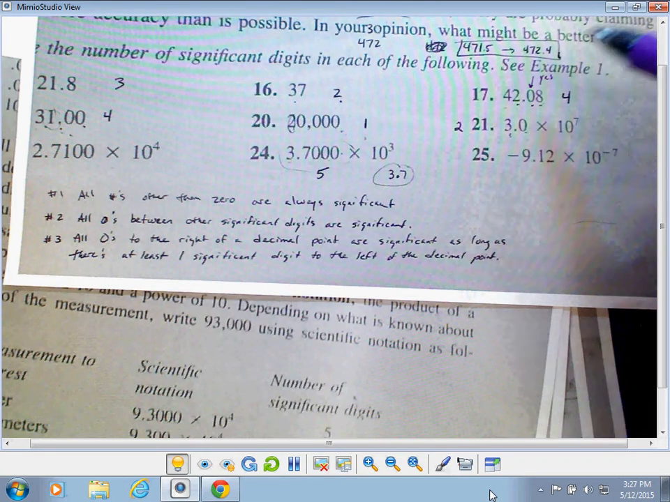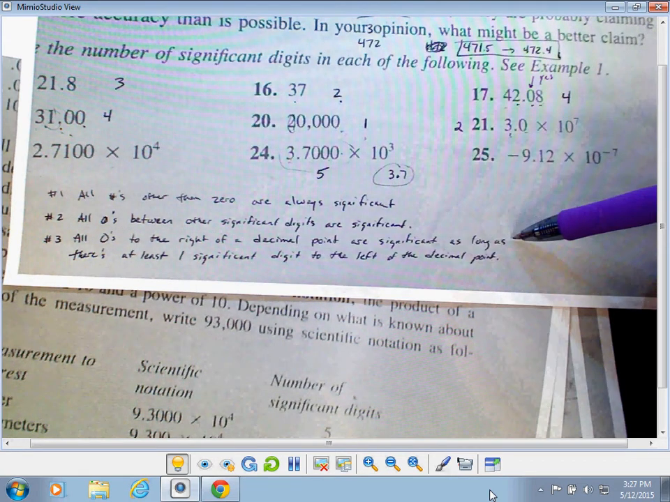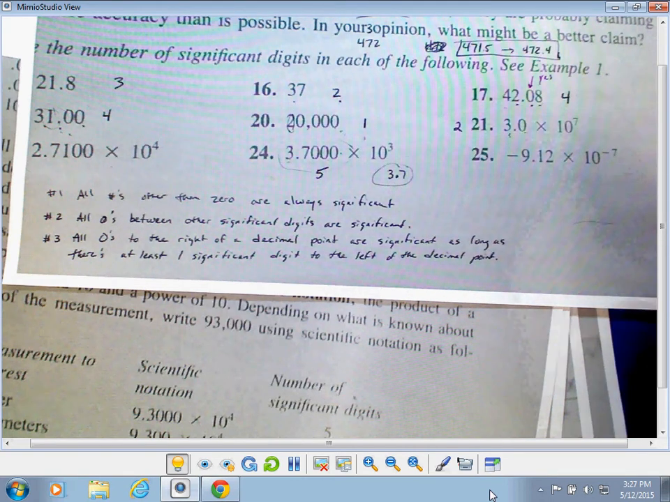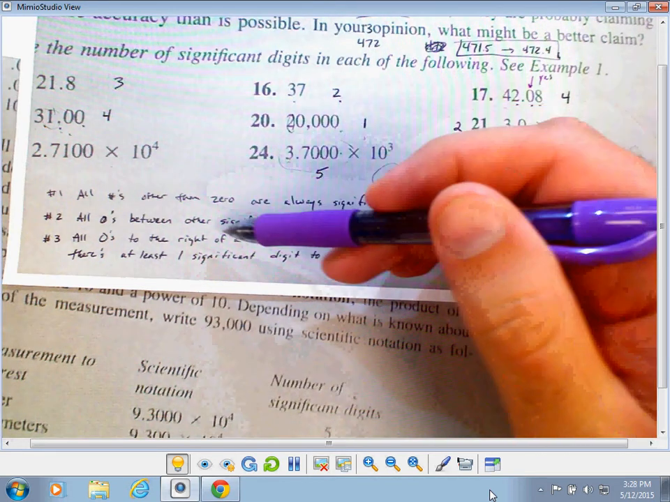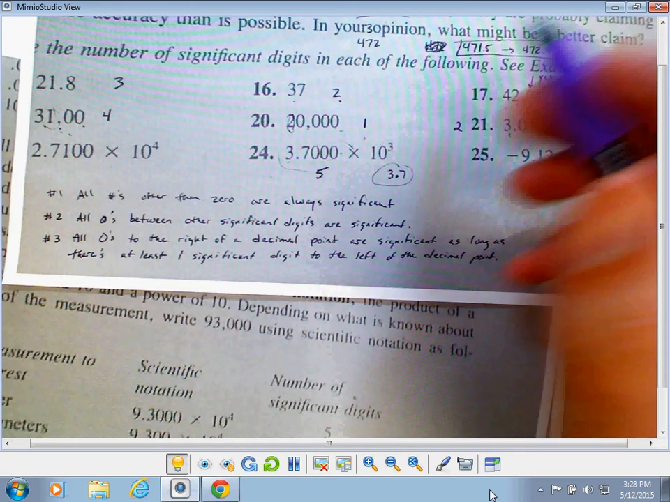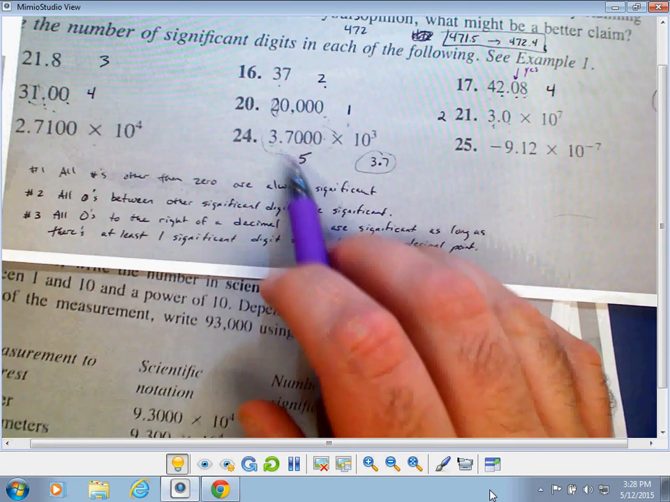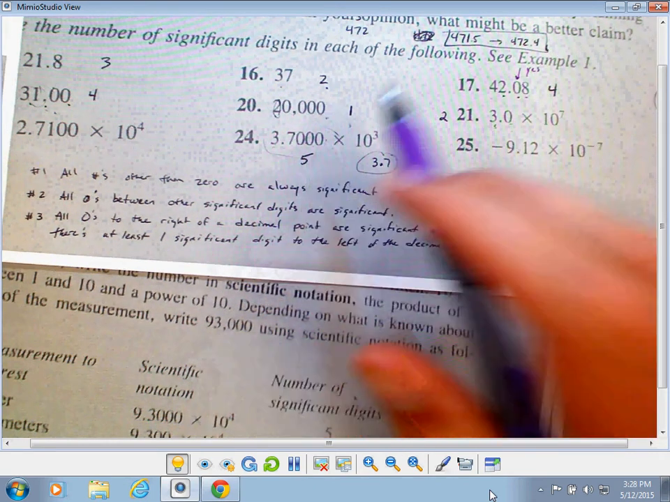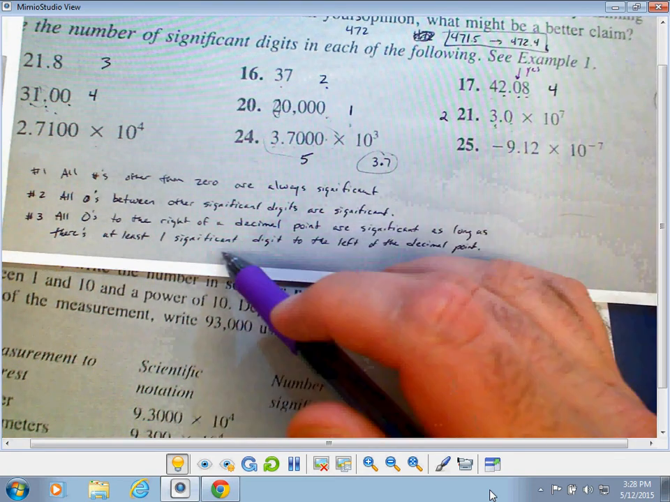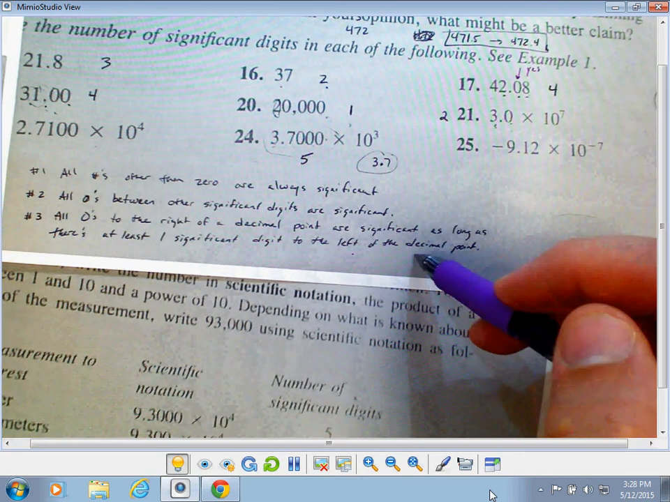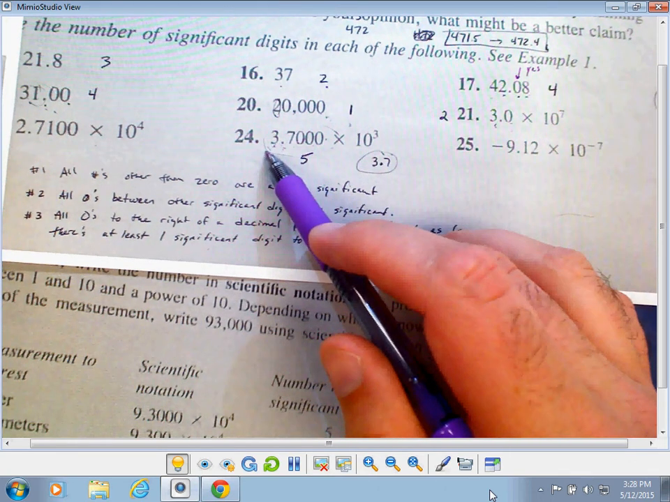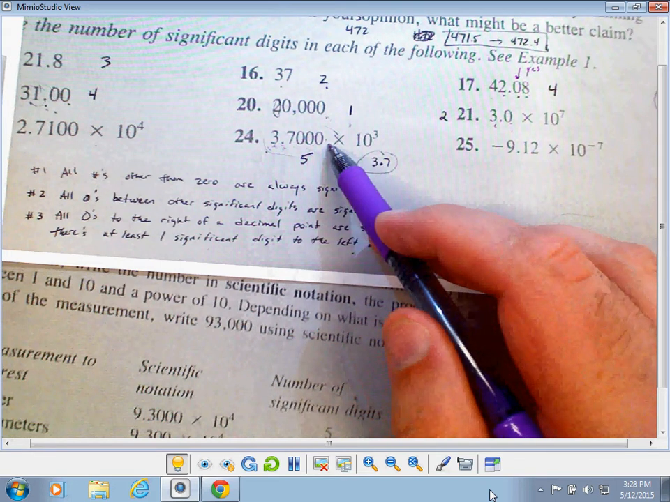The last one is all zeros to the right of the decimal point are significant as long as there's at least one significant digit to the left of the decimal point. Wow, that's a mouthful. Okay, so how do I determine this? I start with all zeros to the right of a decimal point. Look at number 24. There's the decimal point, there's zeros to the right of it. They're only significant as long as there's at least one significant digit to the left of the decimal point. See, here's one to the left. So all of these are significant then, 5.